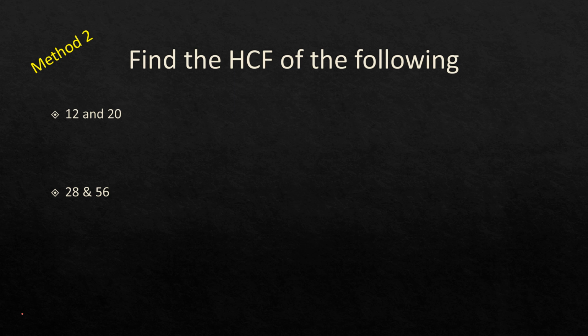Now we look at the second method. You can choose which method you like. To find the HCF of 12 and 20, I'll write them like this. Now I choose a small number that can divide both of them. The smallest number I can think of is 2. 2 times 6 is 12, 2 times 10 is 20. Again, 2 can divide both because these are even numbers. 2 times 3 is 6, 2 times 5 is 10. 3 and 5 are prime numbers, so we cannot divide them further.